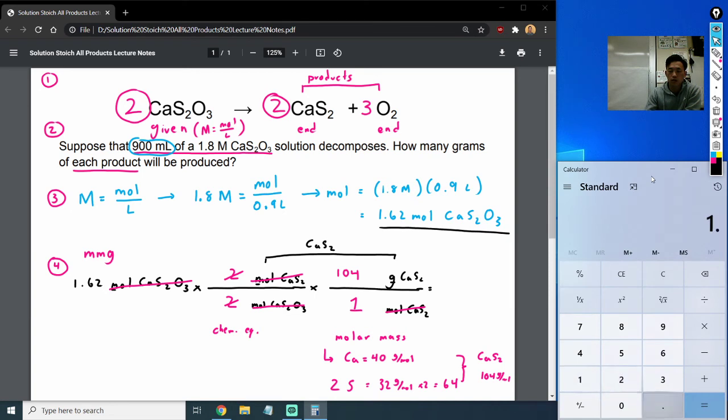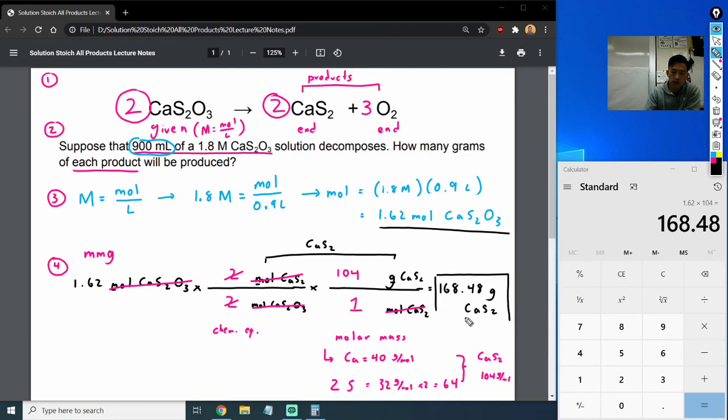We start with 1.62. We can skip this second fraction because everything got crossed out. And then we just need to multiply it by the top of the final fraction, so times 104, and that's going to give us a final answer of 168.48 grams of CaS2. So that's going to be our first answer, okay?